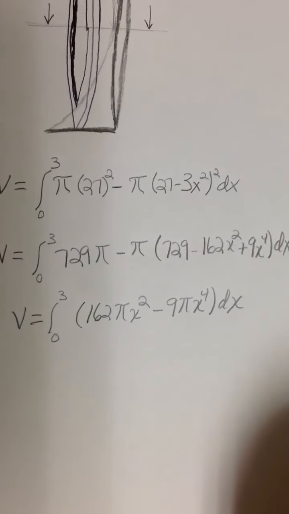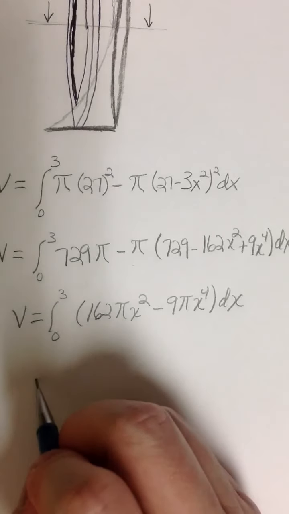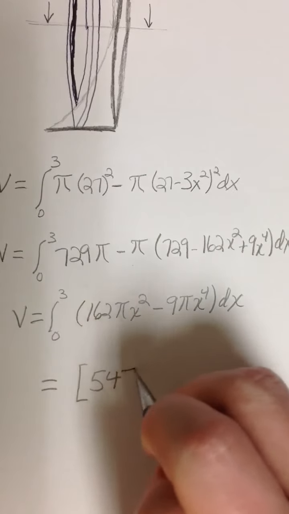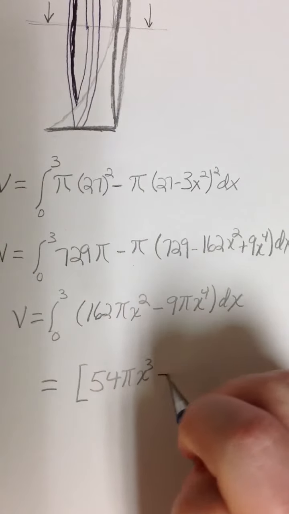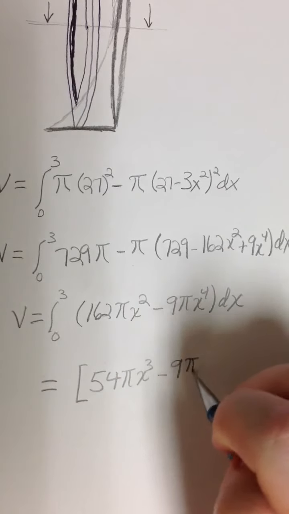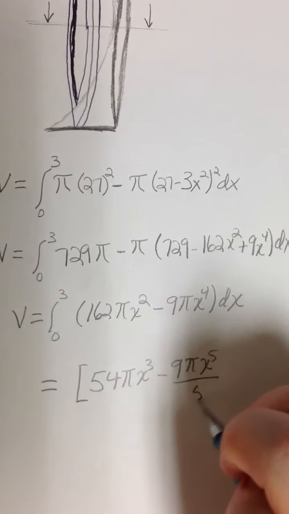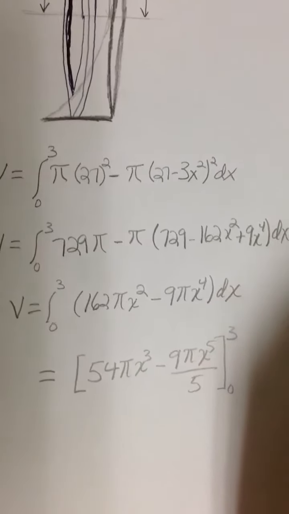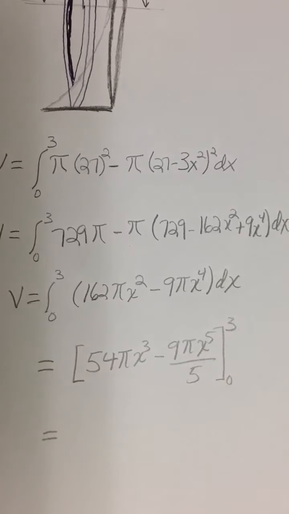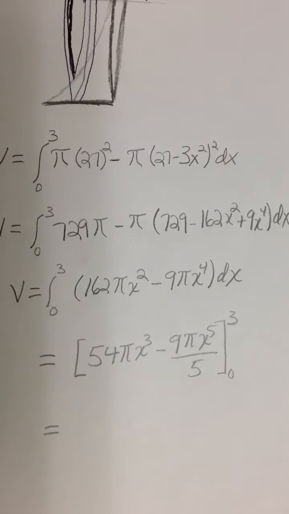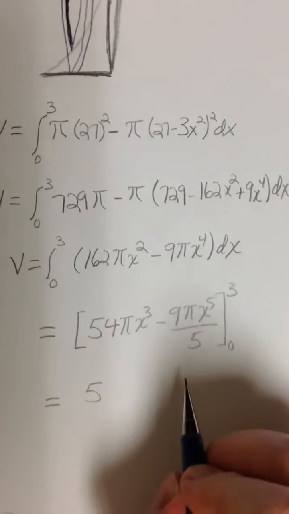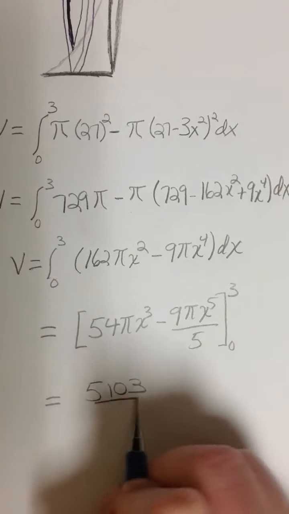And so in carrying out the integration with the power rule, it is going to follow that we have 54 pi x cubed minus 9 pi x to the fifth over 5 as x proceeds from 0 to 3. At 0, the expression is 0, but with the upper limit, which is going to ultimately determine the volume of the solid revolved about the line y is equal to 27, the exact value is going to arrive to 5,103 fifths pi.